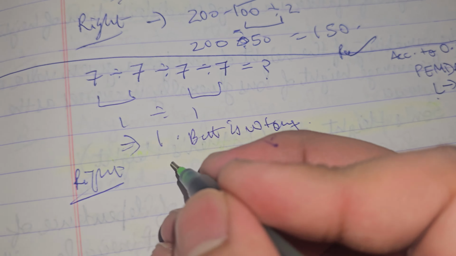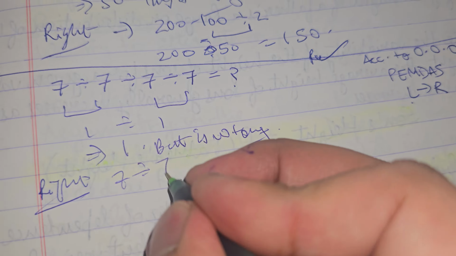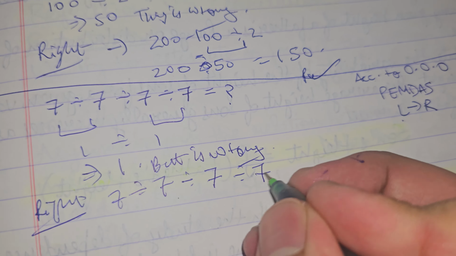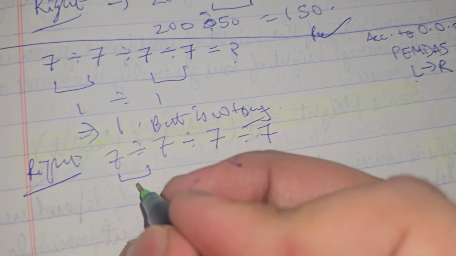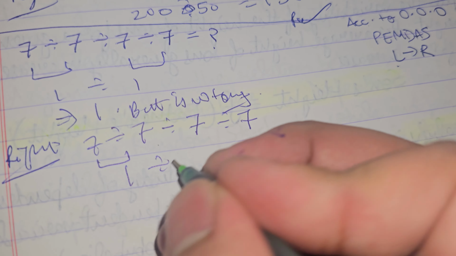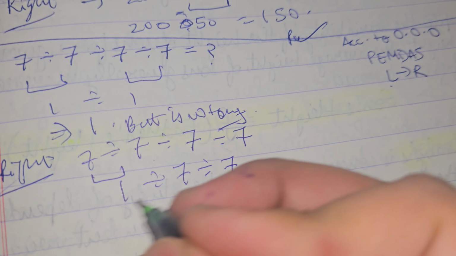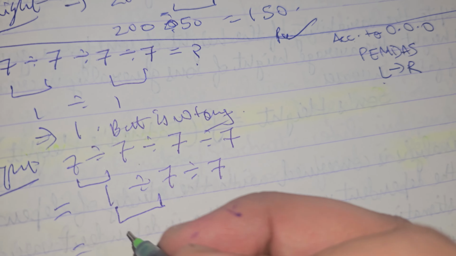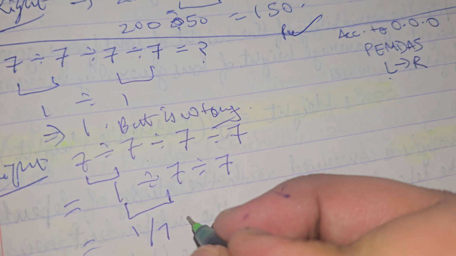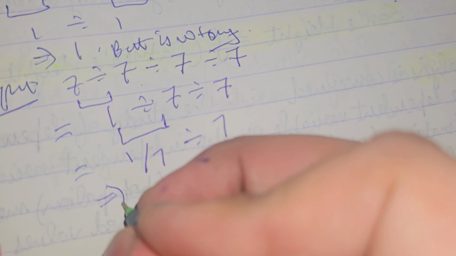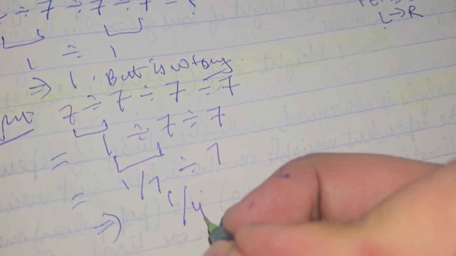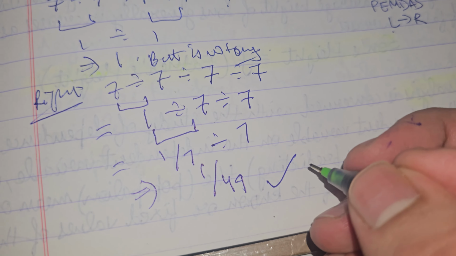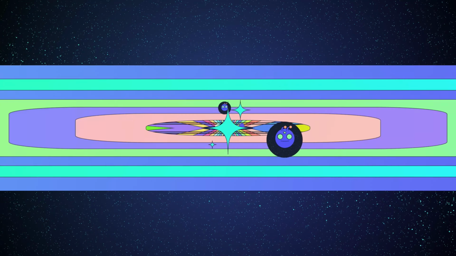We have to solve them from left to right. So this is how we will solve them. First this, the answer comes out to be 1 divided by 7 divided by 7. Then this, we will solve this one. 1 divided by 7 equals 1 upon 7, divided by 7. Then the answer that comes out would be 1 upon 49. This is the correct answer.